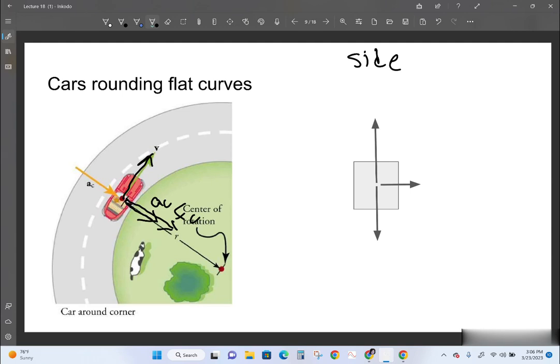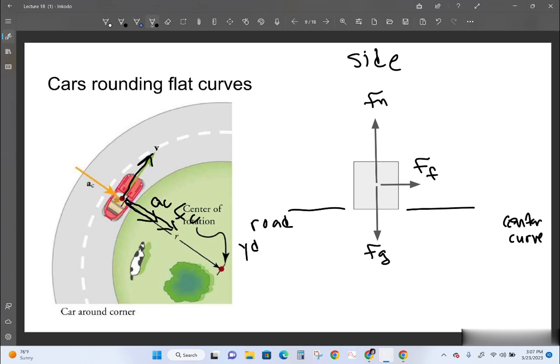So think about, this is the road here. Okay, this is the road. And this is the center of the curve. So the car has weight acting on it, and it has a normal force acting on it. So what is providing the centripetal force? Well, the force that's actually pushing this into the road is the friction force. So in the y direction, all of the forces add up to 0, which means that the normal force has to be equal to the weight, which is mg.